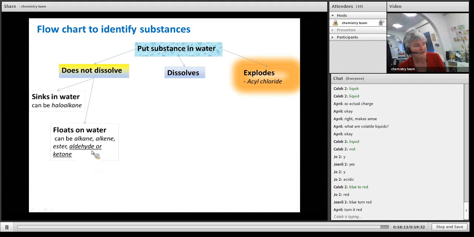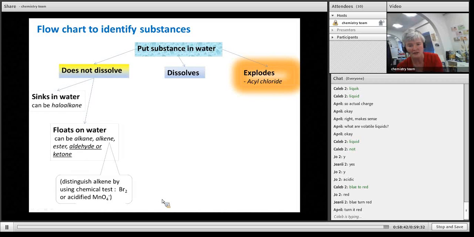Now, I've got aldehyde or ketone underlined here, because remember, those are iffy. If they're very short chain, they will certainly dissolve. So acetone dissolves, and methanol and propanol will dissolve. But if they go to something like pentanol, they're less likely to dissolve. And then remember the tests you did at level 2, the bromine and the permanganate. If that doesn't ring a bell, we do repeat that in the CH3052 booklet.